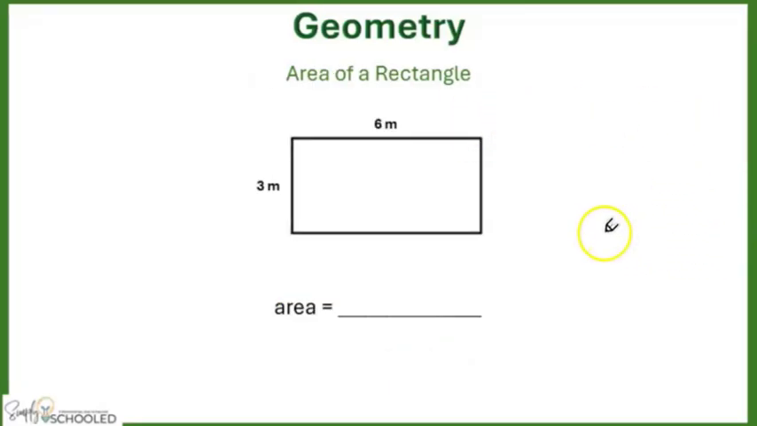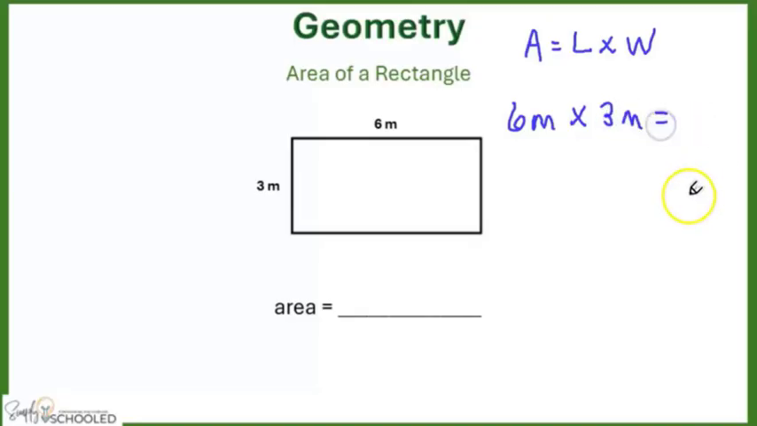So here's another area of a rectangle. We know that area equals length times width. So we have 6 meters times 3 meters equals, I'm going to multiply 6 times 3, is 18. We're measuring square meters, so I put m for meters and put a little 2. Anytime you see an answer with a squared unit, you know it's always talking about area.